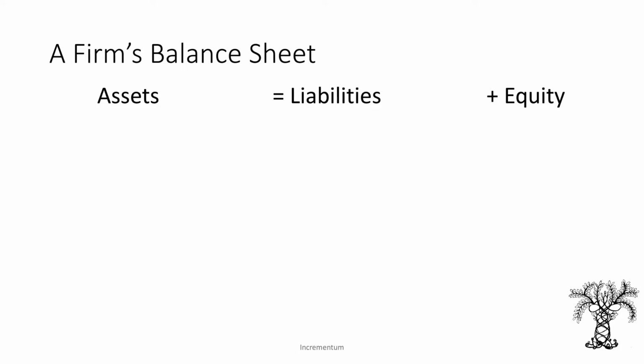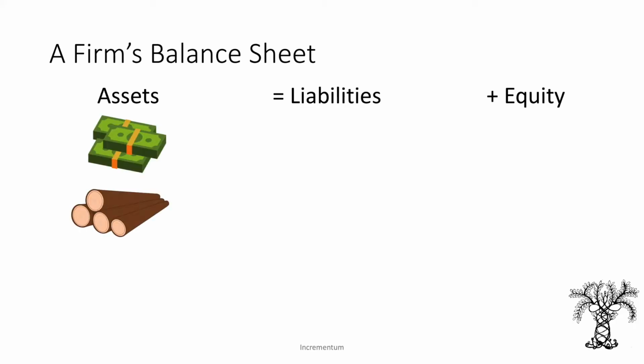Firms generally separate their assets into current assets and fixed assets. So current assets are going to be things like cash, accounts receivable, and inventory, which could be raw materials, it could be work in progress, or it could be finished goods. Long-term assets or net fixed assets are going to be things like plant, property, and equipment. It could also be patents, trademarks, and goodwill. Firms finance these assets with debt or liabilities as well as owner money or equity.